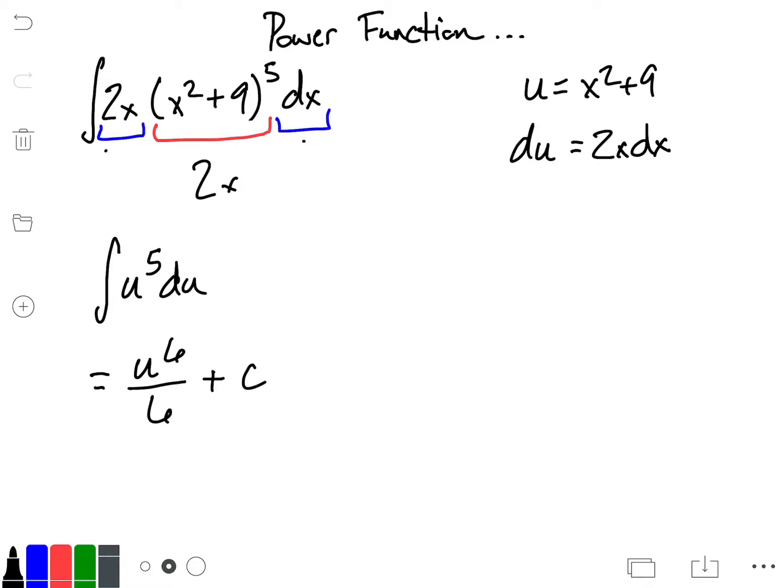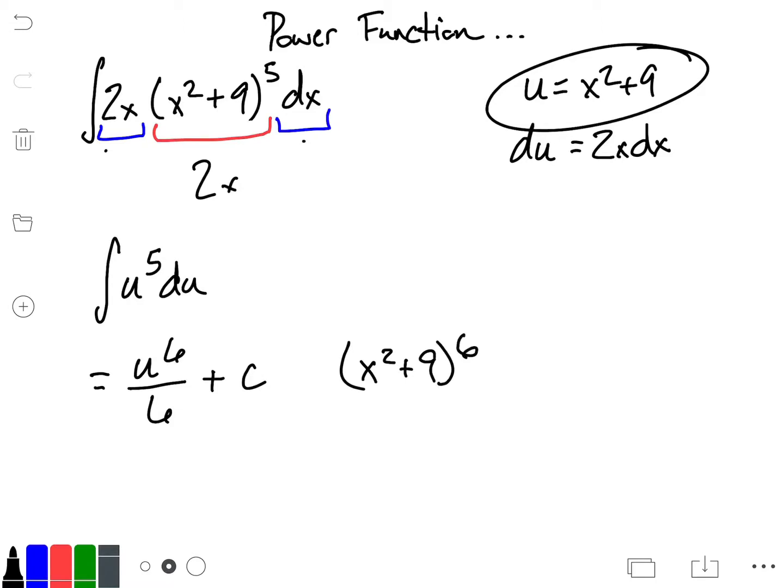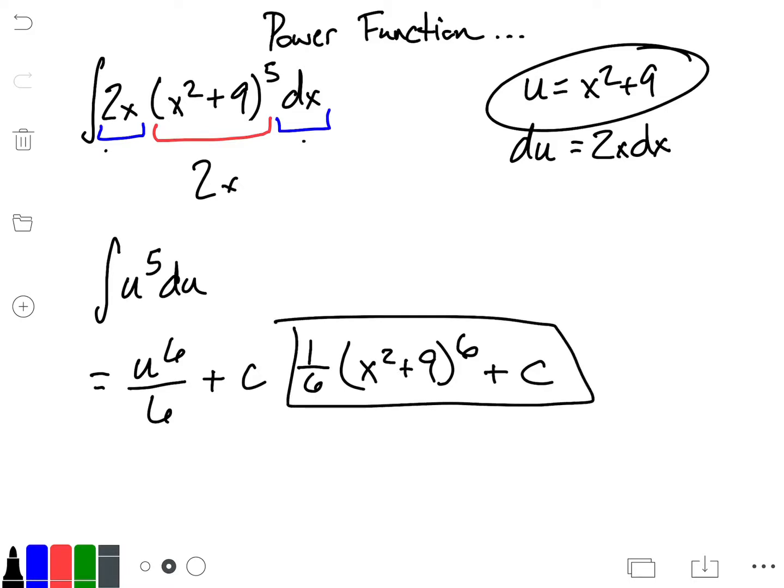And then from here, we just plug in what we had for u. So when we plug in our x squared plus 9, we will have x squared plus 9 to the 6th power now, and then we'll go ahead and multiply this by 1/6, and this is of course going to be plus c.